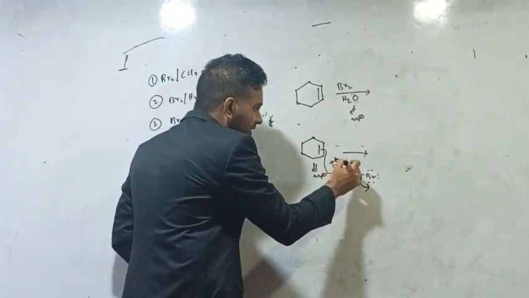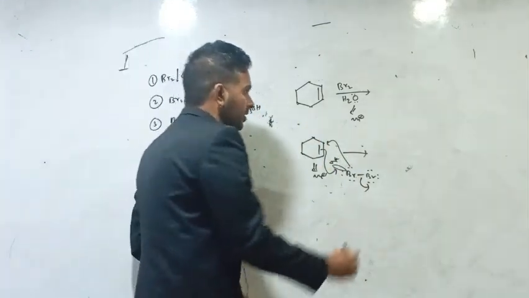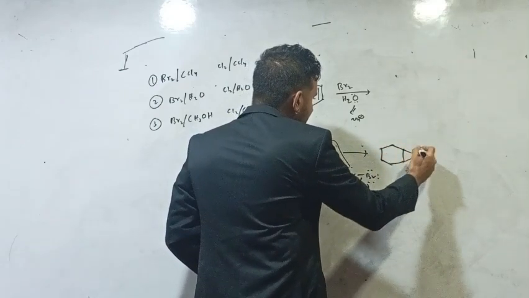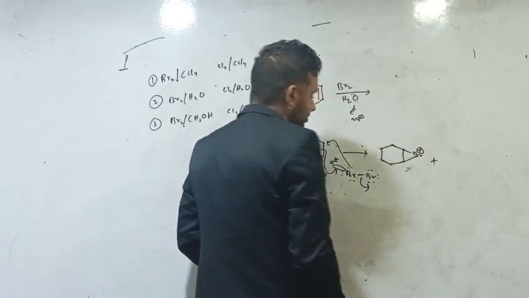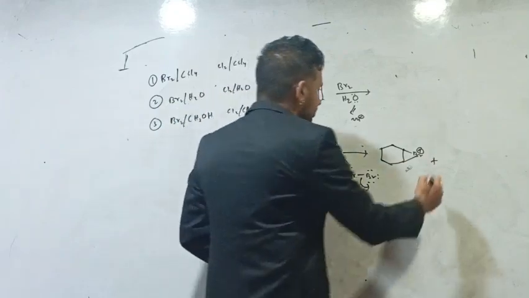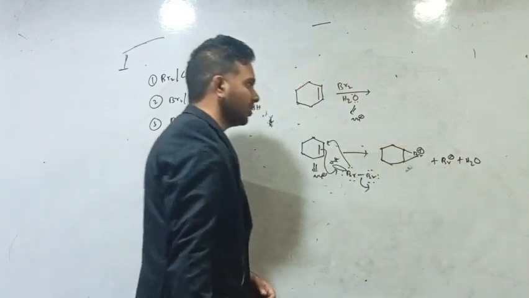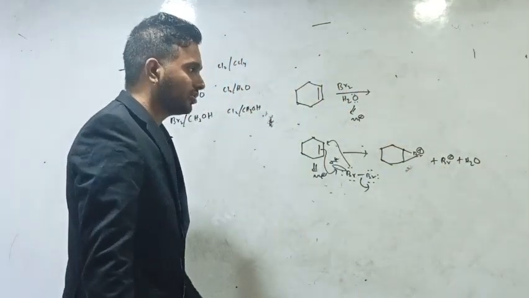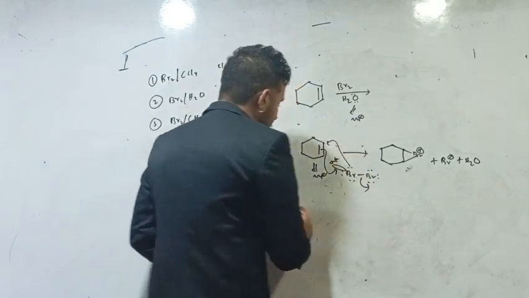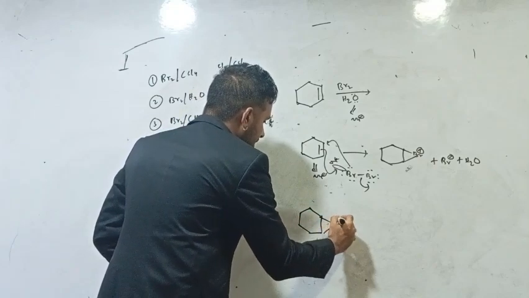At the same time, the non-bonding electrons of the oxygen donate electrons to this carbon atom. So overall, you are getting a 3-membered cyclic intermediate as our product. Along with this one, we have Br minus and H2O. Very important: H2O is also considered a nucleophile. For example, in step 2, we have 2 types of nucleophiles now. Therefore, we have 2 different types of products.